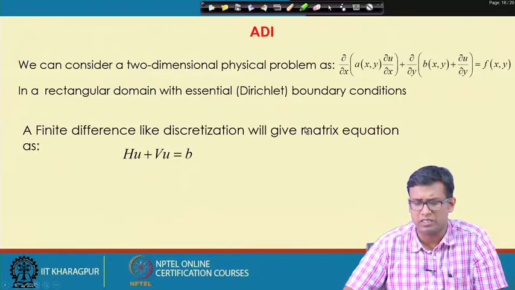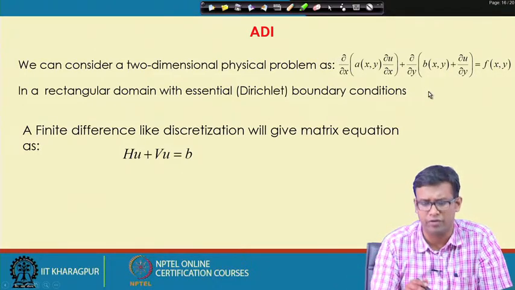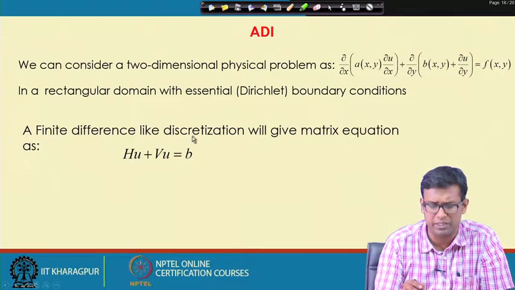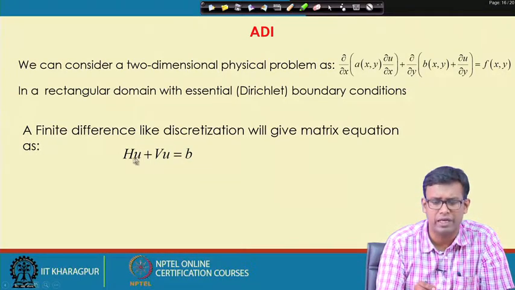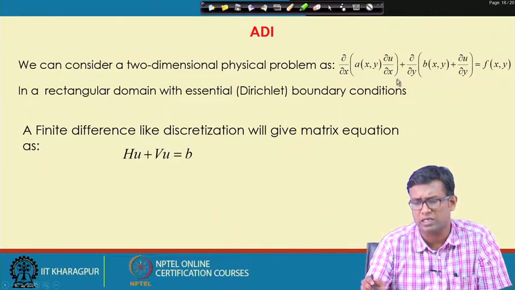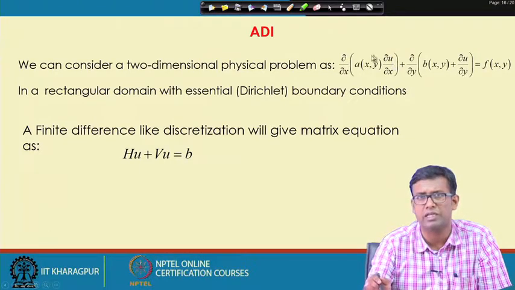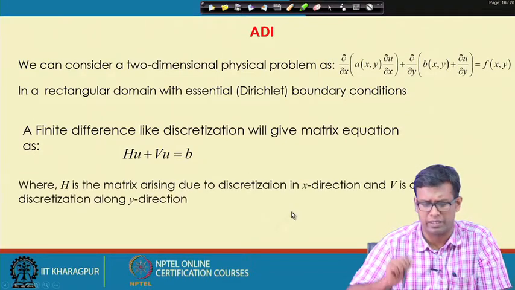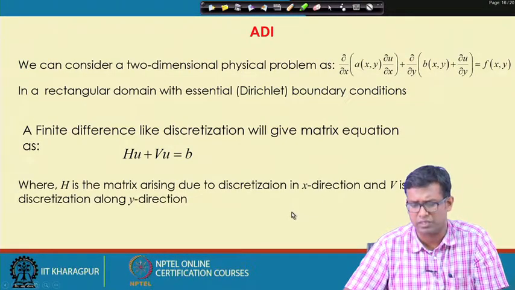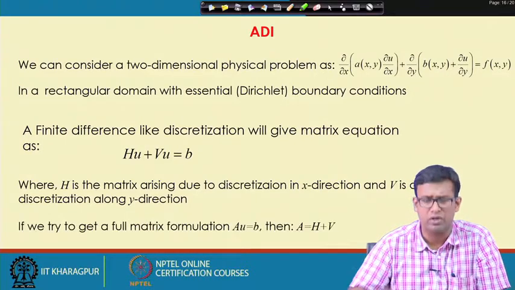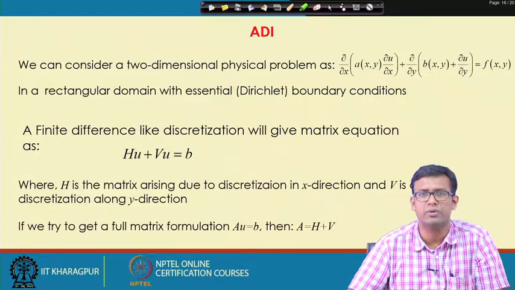So, a finite difference like discretization scheme when applied over here will give H u plus V u is equal to B, where B is a vector, u is the solution vector, and H and V are two matrices. The H matrix arises due to discretization in x direction, and the V matrix arises due to discretization in y direction. If I write the full matrix equation, it will be A u is equal to B, where A is equal to H plus V.